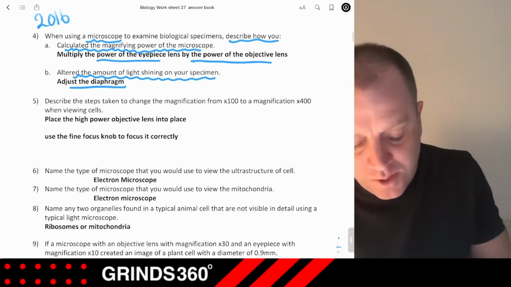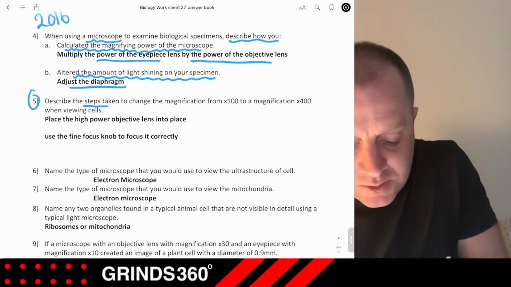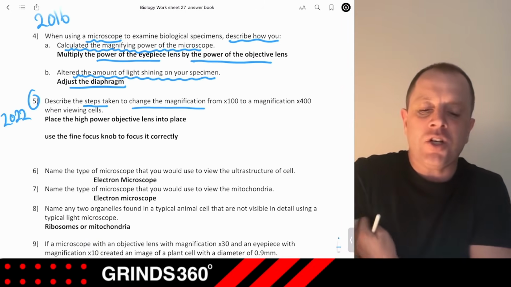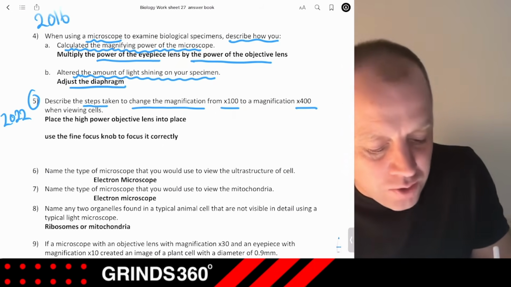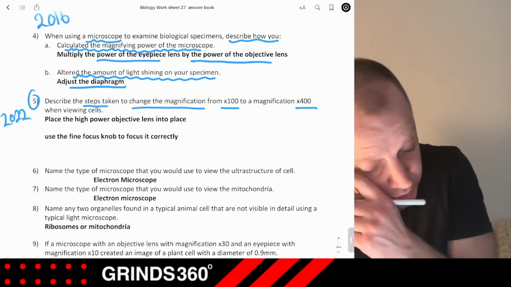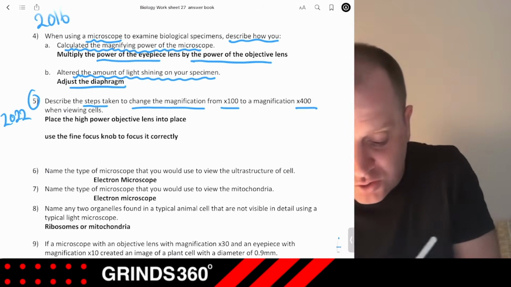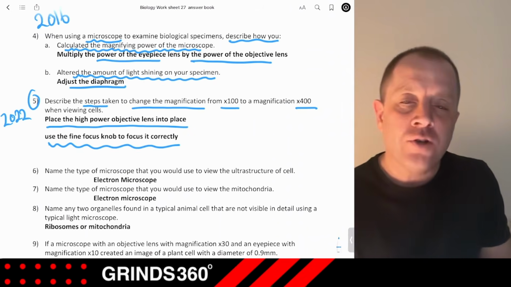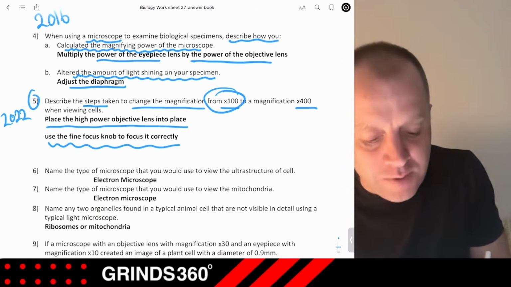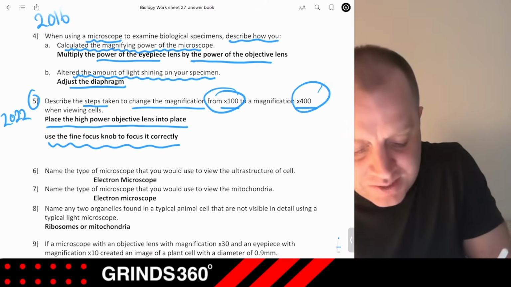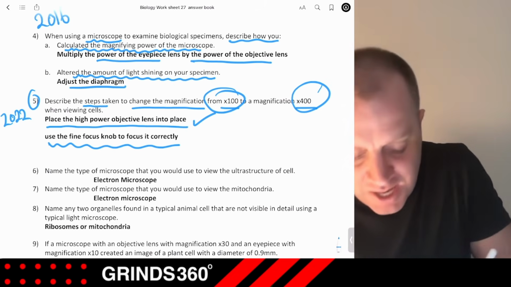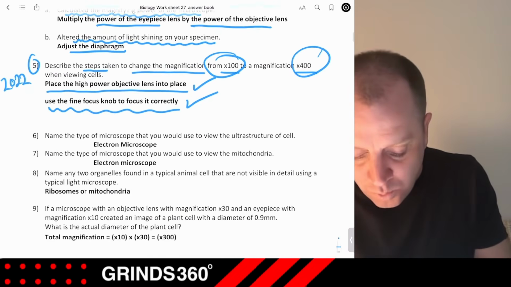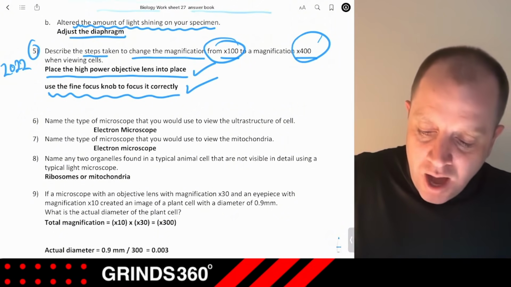Now this was another question, question 5. Describe the steps taken to change the magnification from low power to high power. This was asked, I think, in 2022. So how do we go from low magnification to high magnification? Place the high power objective lens into place and then use the fine focus knob to focus it correctly. So you're going from a lower power magnification to a higher power magnification. You place the higher power objective lens into place and you use the fine focus knob to focus it correctly. Perfect.